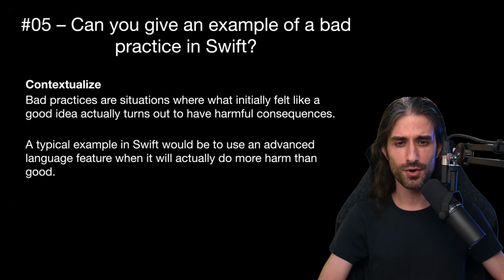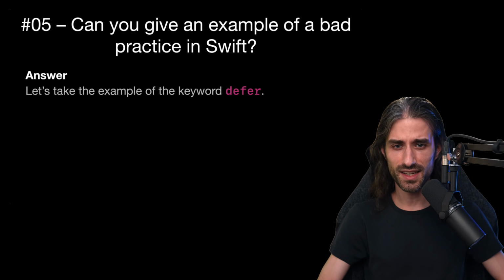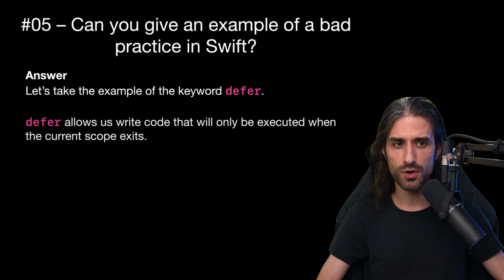And a typical example of such a situation in Swift would be when you try to use an advanced language feature in a context where it wasn't really meant to be used, and it ends up doing more harm than good. Let's take the example of the keyword defer. Defer is a keyword that allows us to write code that will be executed only when the current scope exits. So typically when a function returns.